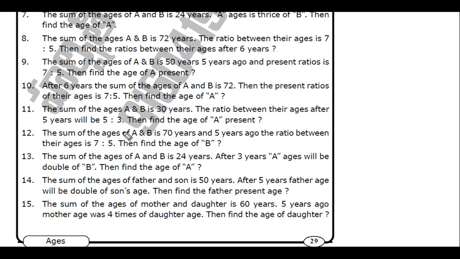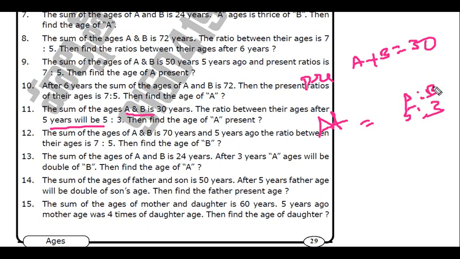Okay. Next one. The sum of the ages of A and B is 30 years. The ratio between their ages after 5 years is 5 is to 3. This is present. After 5 years, 5 is to 3. Then their ages after 5 years means it will be increased, plus 5 plus 5 means plus 10, 40 years.